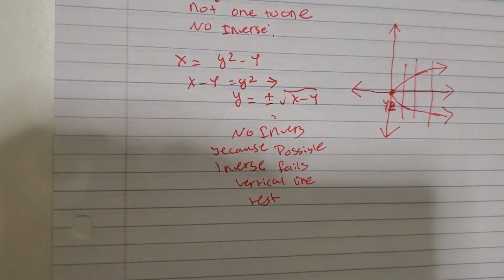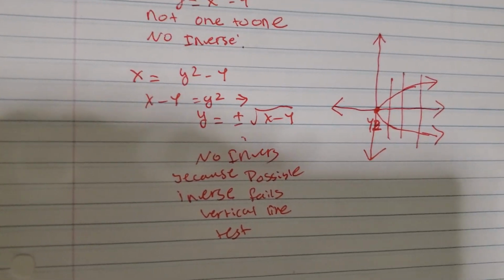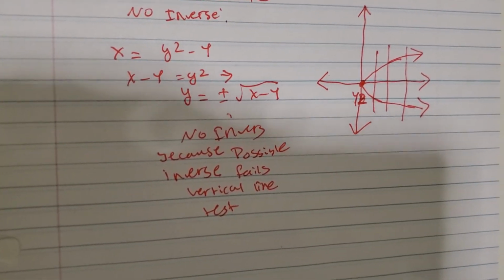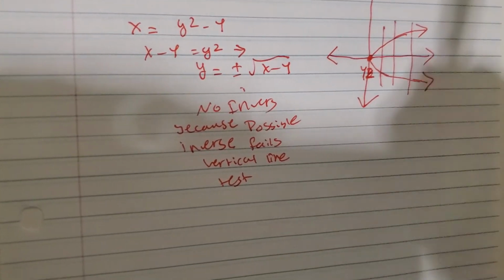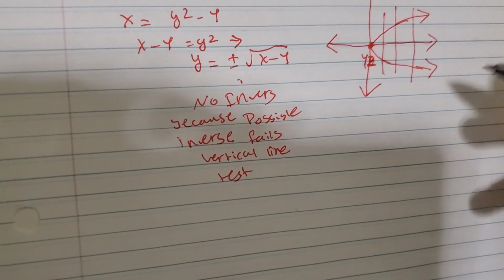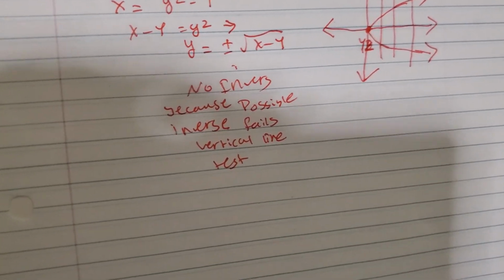So pretty much, there isn't an inverse because it fails the vertical line test. This is technically not a function. We can't have a plus and minus portion of the function because then there are two different output values for the same input value in the domain.